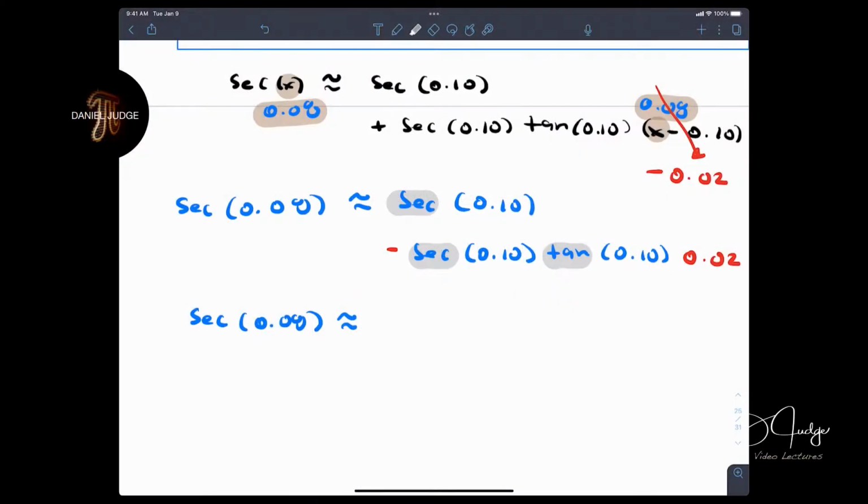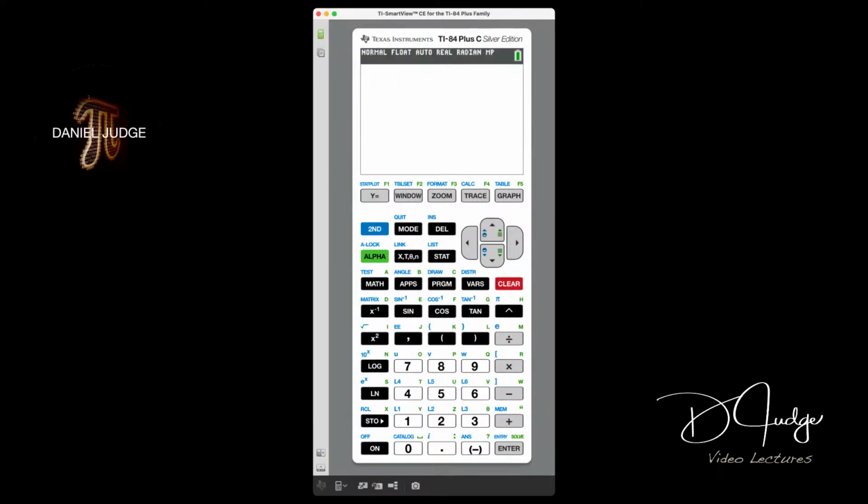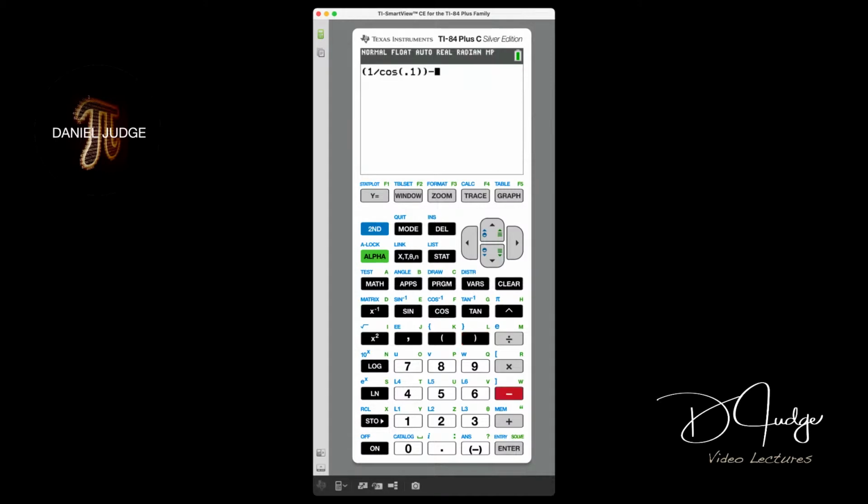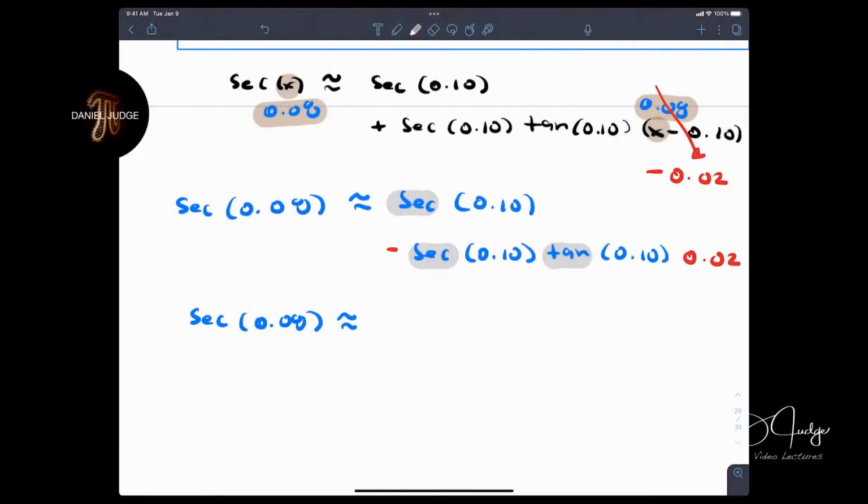So we're going to enter all of this here. Secant of 0.1 minus secant 0.1, tangent 0.1, 0.02. There might be a secant key if I dig somewhere, but I'm going to have to use the reciprocal. Secant is the reciprocal of cosine. So I'm going to use 1 divided by cosine of this 0.1, and that's going to be what I use for my secant here. So if I look back at the iPad, that's really secant of 0.1. Now minus, this is going to be a factor of 0.02 times a parentheses. You put that factor first, because it's a number before my secant tangent.